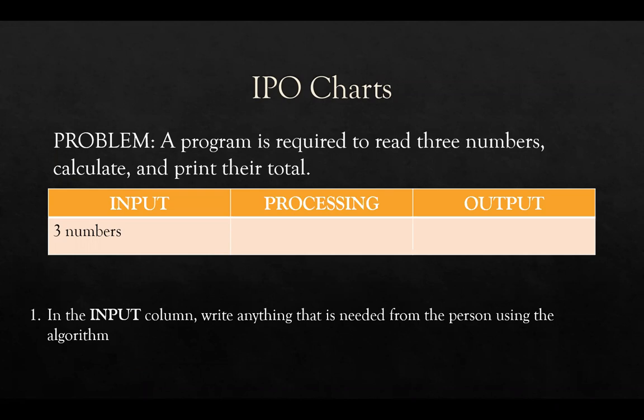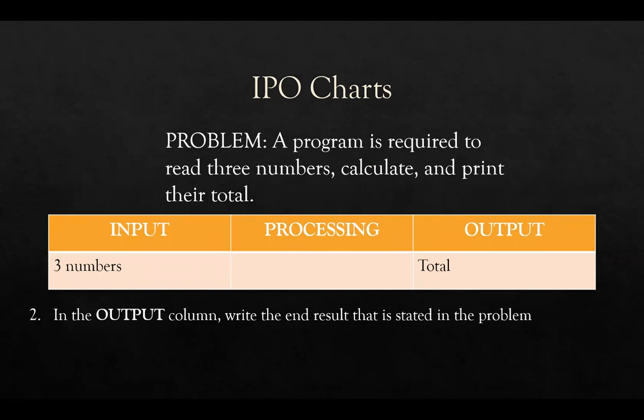The first step is completing the input column. The person using the algorithm or user has 3 numbers we need from them. So 3 numbers is written in the input column. Okay, you can use anything you want there. This just happens to be what I'm using. You could actually even have num1, num2, num3.